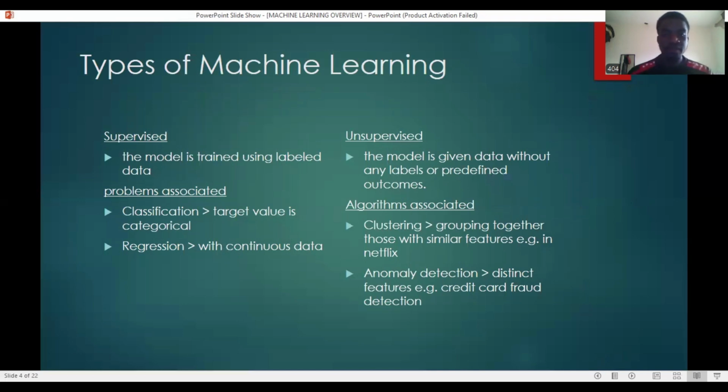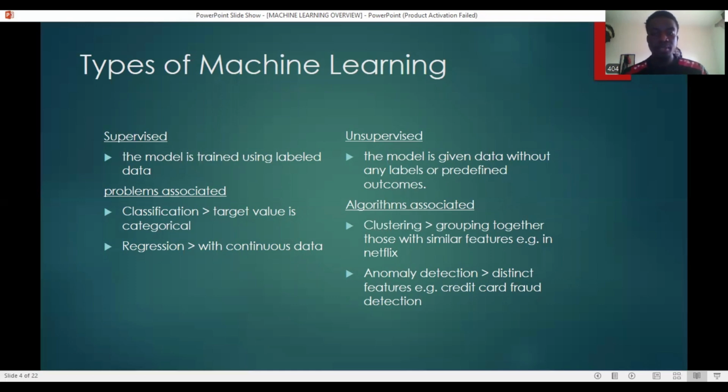Supervised machine learning. This is a type of machine learning that uses labeled training data. What do I mean by labeled data? Labeled data is whereby we give an ML algorithm the input and output, and it makes patterns depending on the input, and then decisions depending on the output. That's what I mean by supervised. And of course, it has various algorithms associated with it.